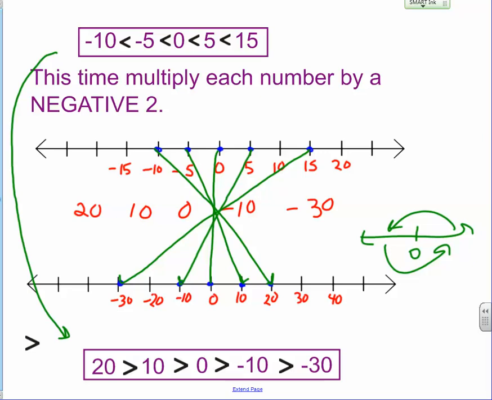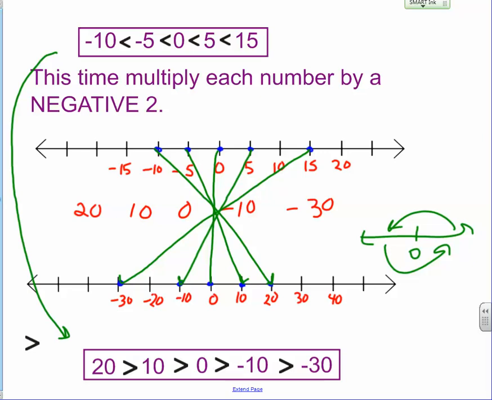But if I multiply by a negative 2, look what ends up happening. Negative 10 multiplied by negative 2 is a positive 20. And negative 5 multiplied by a negative 2 is a positive 10. So when I multiply a negative by a negative, it changes the sign to positive. And this was positive. When I multiply it by a negative 2, it becomes a negative 10. And my 15 becomes a negative 30. And notice where those numbers are on the number line. Because the positives become negative and the negatives become positive, they all switch places.